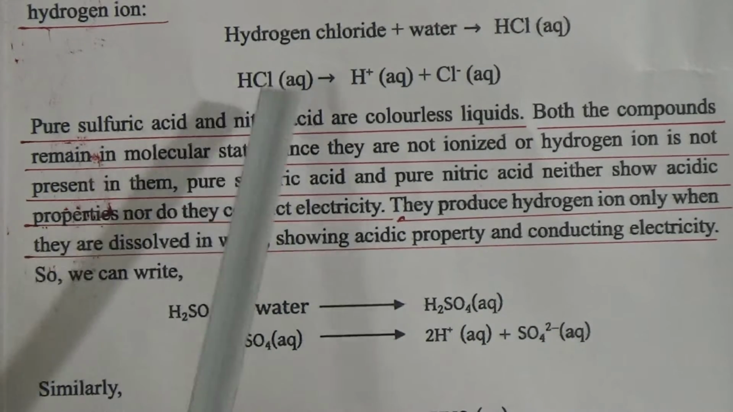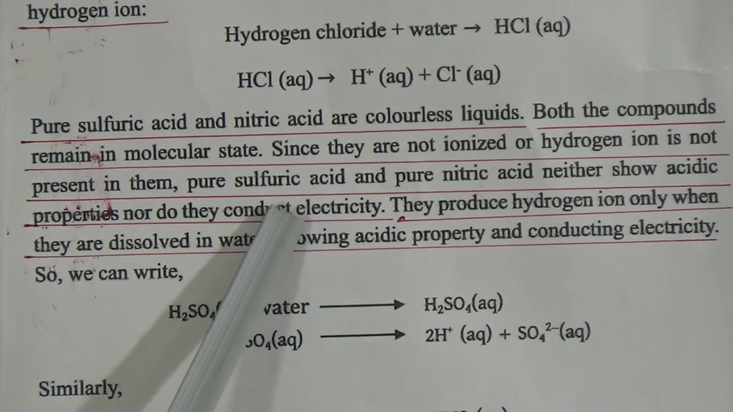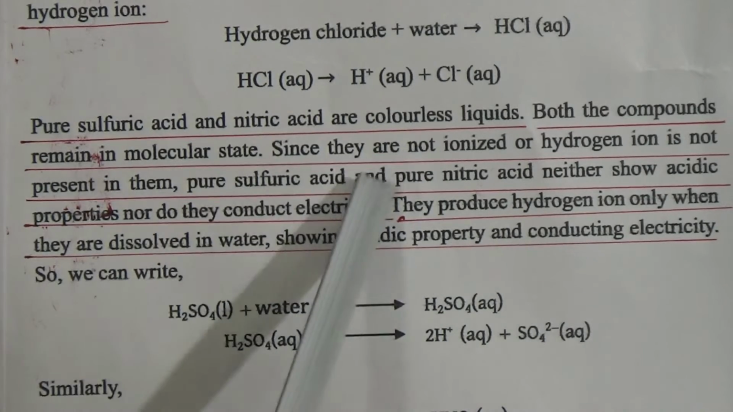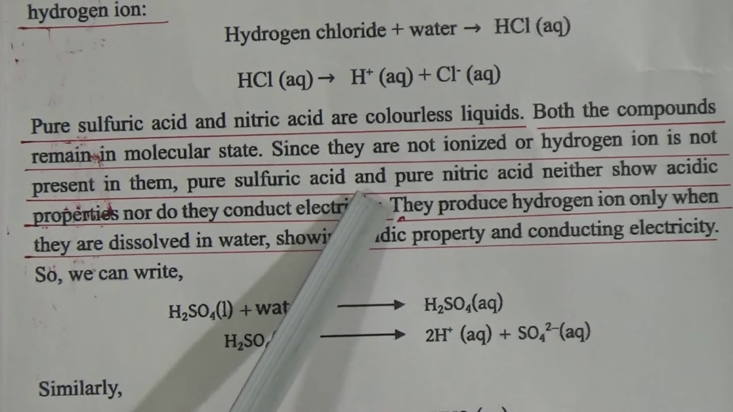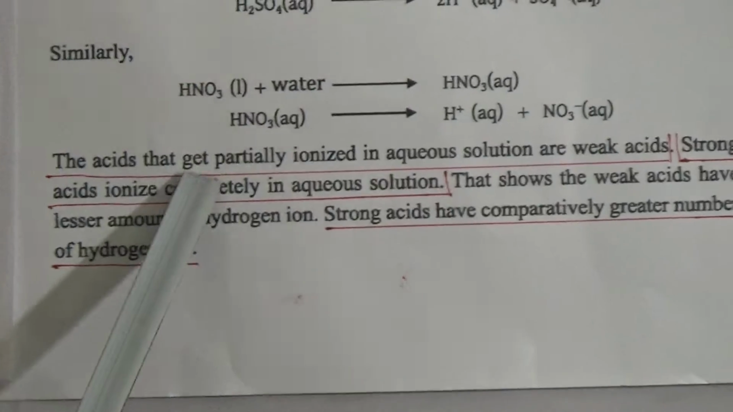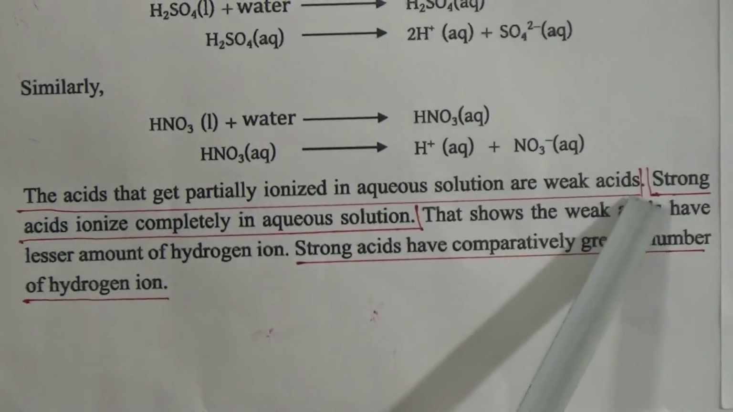And pure sulfuric acid and nitric acid are colorless. That property you have to remember. And when we dissolve the acid in water, that time it will show all the acidic properties. Then the acids that partially ionize in aqueous solution are weak acids.